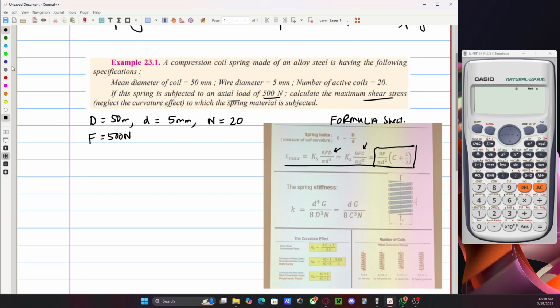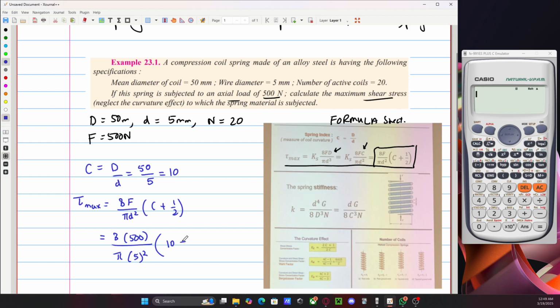So our C, maybe I'll do it in a different color. C is capital D over small d. So we have 50 over 5. This gives us 10. Then our tau max, which is our max shear stress, will be 8F over pi d squared times C plus a half. Now this will be equal to 8 times our force, which is 500 newtons, over pi, and our small d will be 5 squared, times C plus a half, C is 10, 10 plus a half.